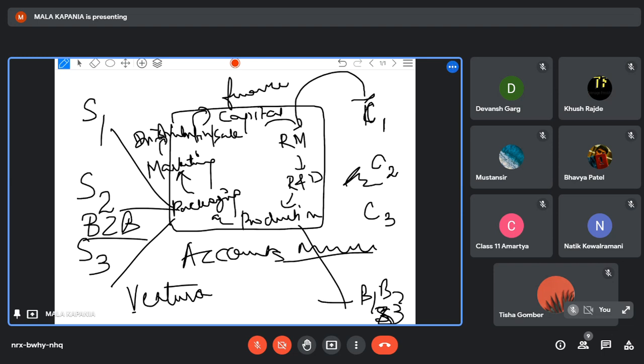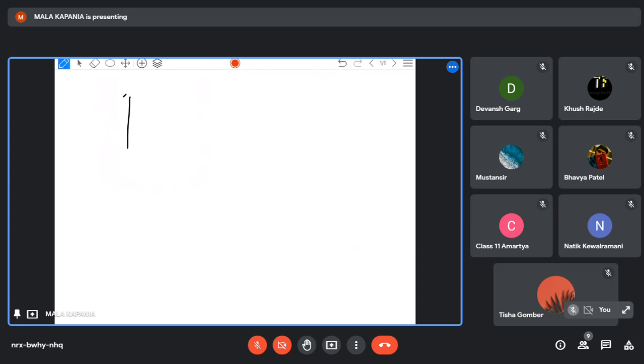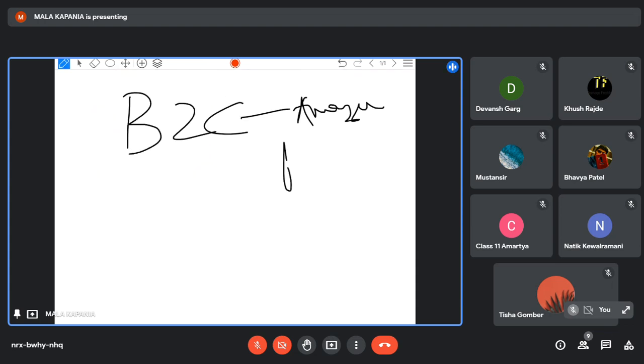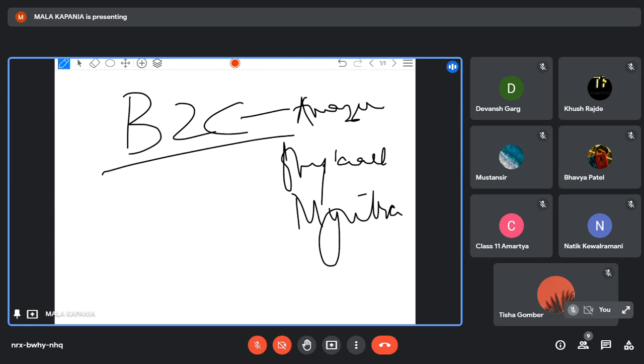Now, Myntra, Amazon, ये सब क्या है? एक business organization deal कर रही है किसके साथ? Customer के साथ. So, these type of transactions are called B2C, business to the customer. If I give Amazon, we have Flipkart, we have Myntra in the list, right? But other than this, when you saw two business organizations, B2B ho gaya, then B2C is when it is the business organization.